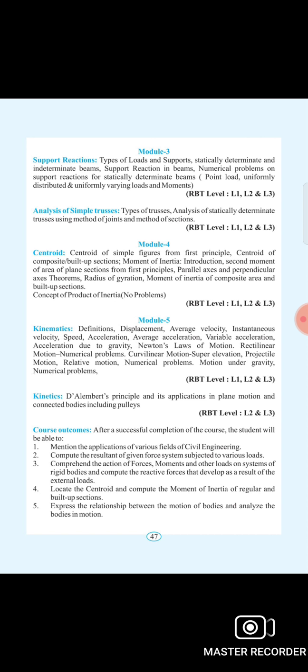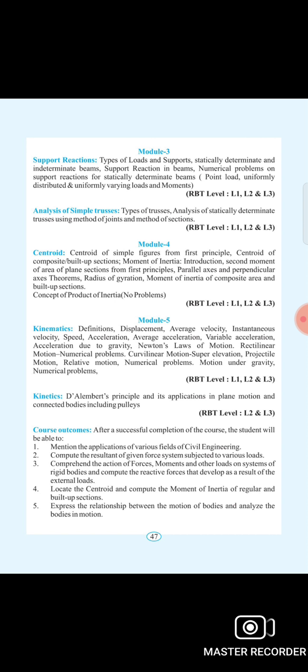Coming to the course outcomes: before starting the syllabus, we discussed the course objectives. After going through the subject, there will be course outcomes, or program outcomes. After successful completion of this course, students will be able to, first, mention the applications of various fields of civil engineering. That is the first module, which discussed surveying, building materials, construction technology and management, hydraulics, water resources engineering, geotechnical engineering, and transportation engineering. Then, compute the resultant of a given force system subjected to various loads.